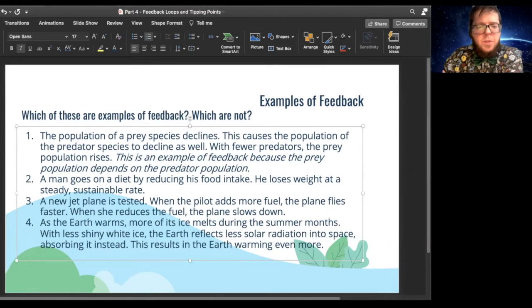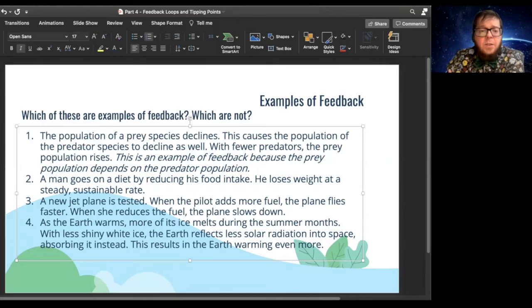Okay, example number 2. A man goes on a diet by reducing his food intake. He loses weight at a steady, sustainable rate. Raise your hand if you think this is an example of feedback. Tahila says no, and she is correct. This is not an example of feedback. This isn't cycling back on itself, right? He is directly controlling his food intake. I suppose you could maybe make a psychological argument that his food intake depends on his weight, but this is not an example of feedback.